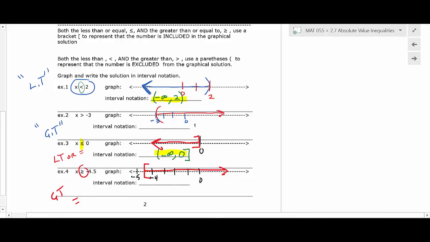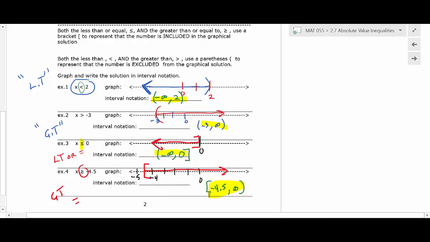You would start at negative 3, then it goes on forever. So if it goes to the right, infinity's on the right. And then the last one here would go like this. You would start at negative 4.5 with a bracket, and then go forever like that. You want to make sure you have that in mind, so it's real simple again.